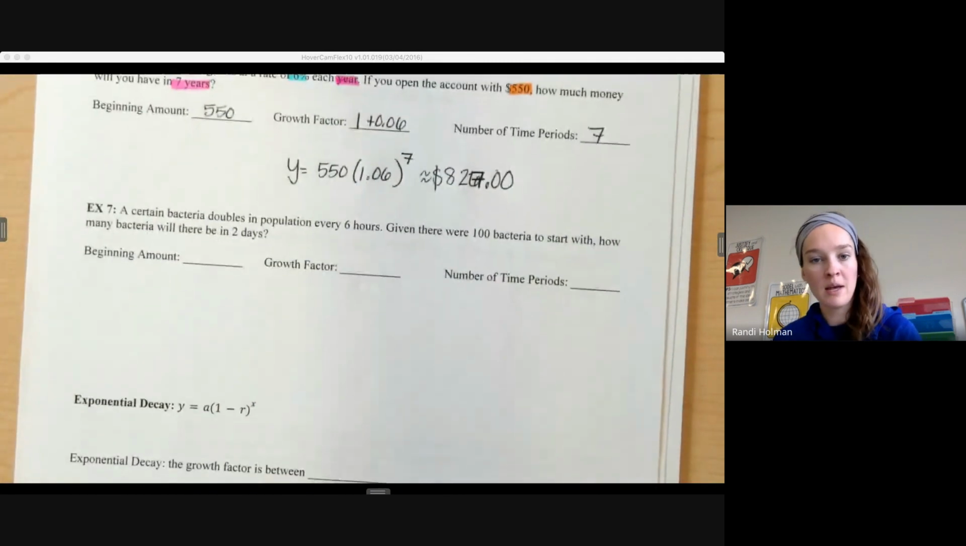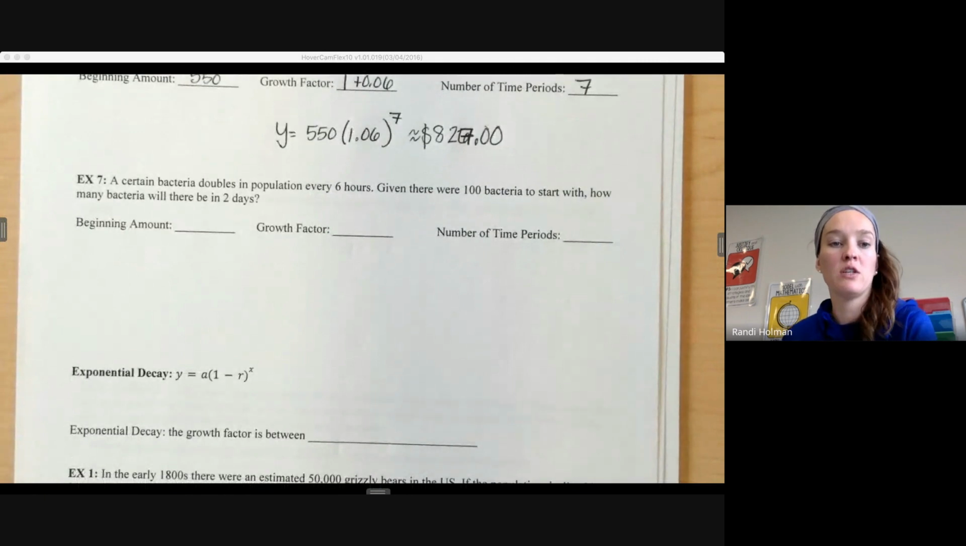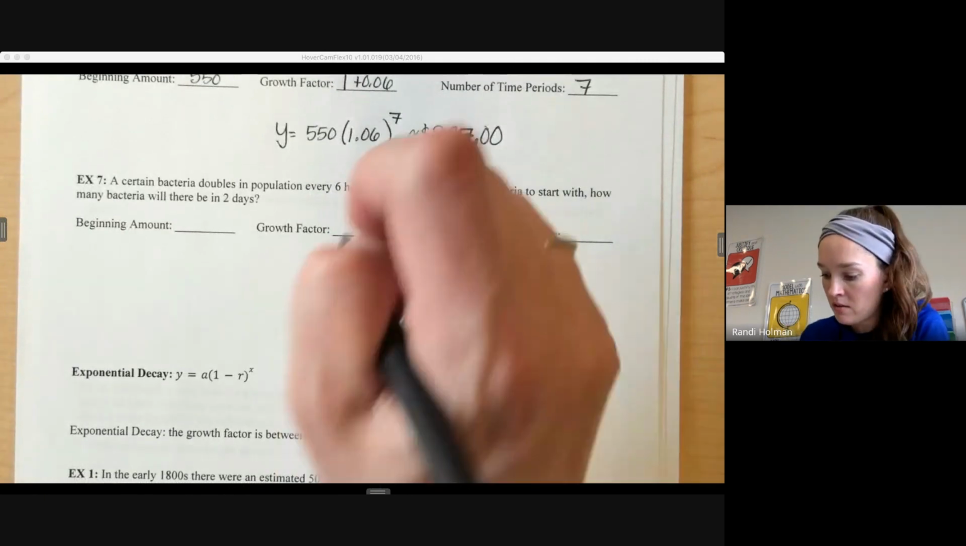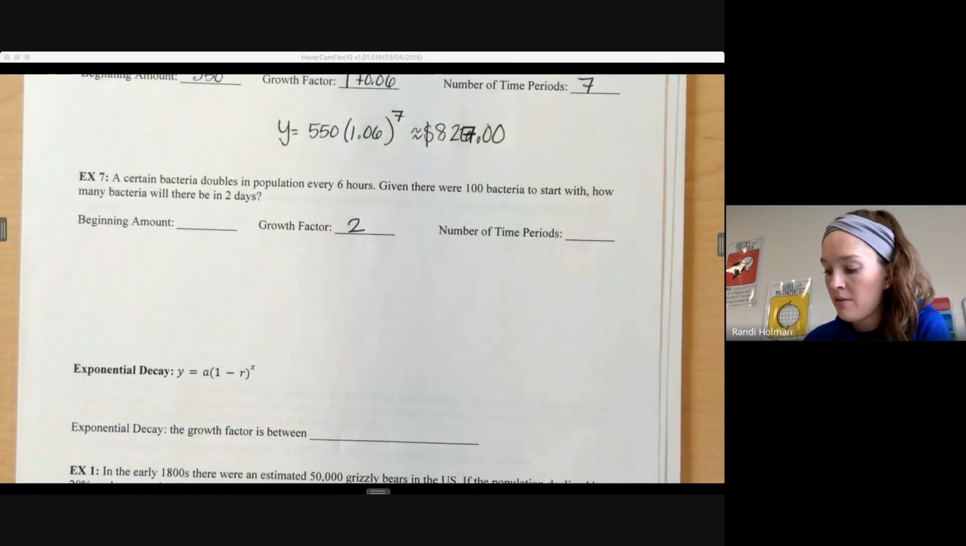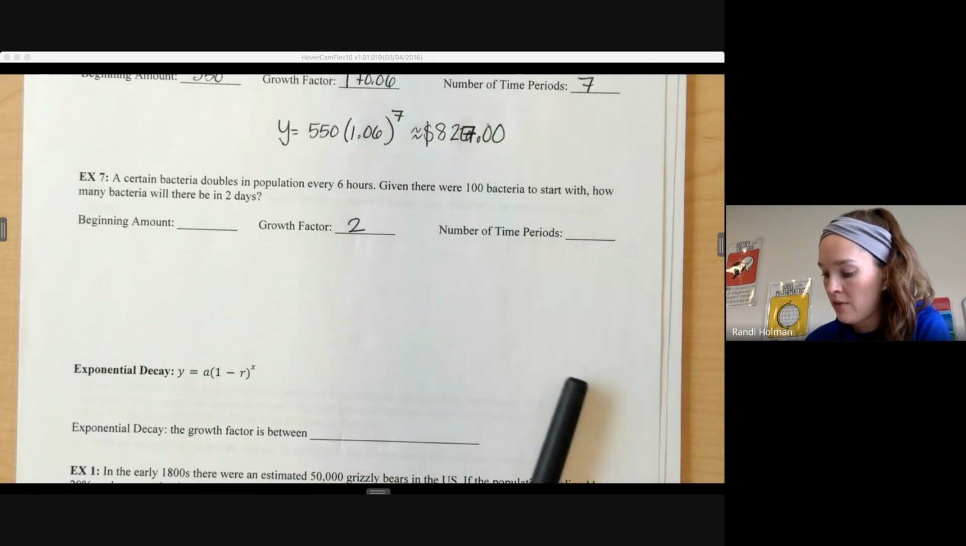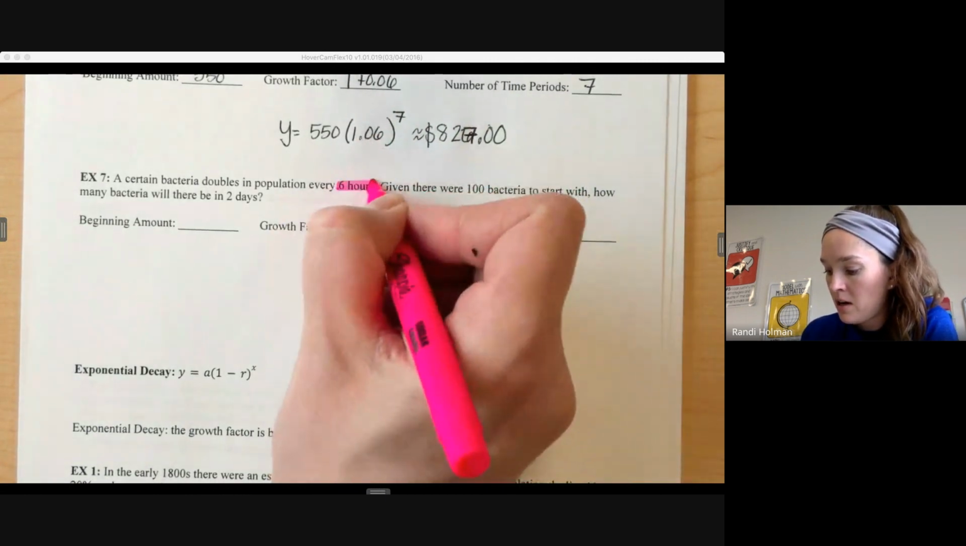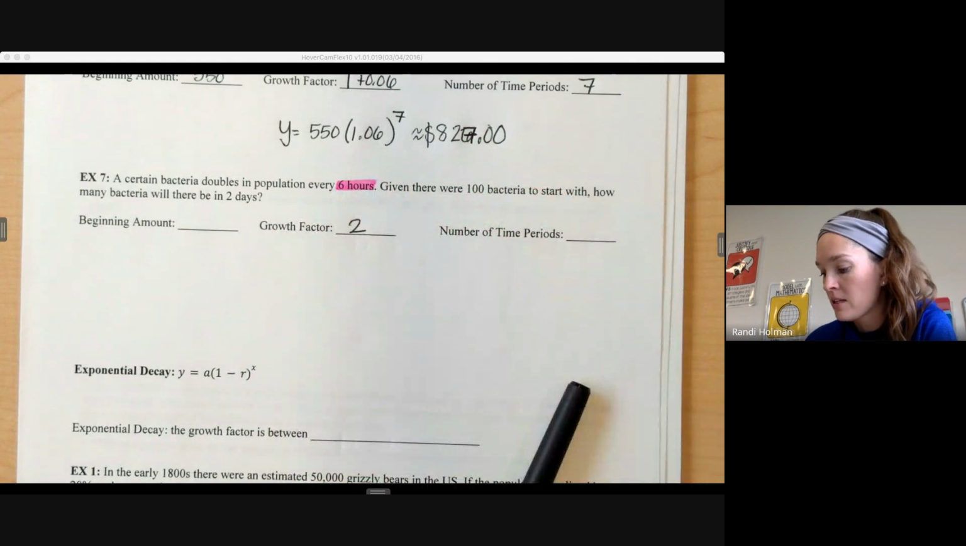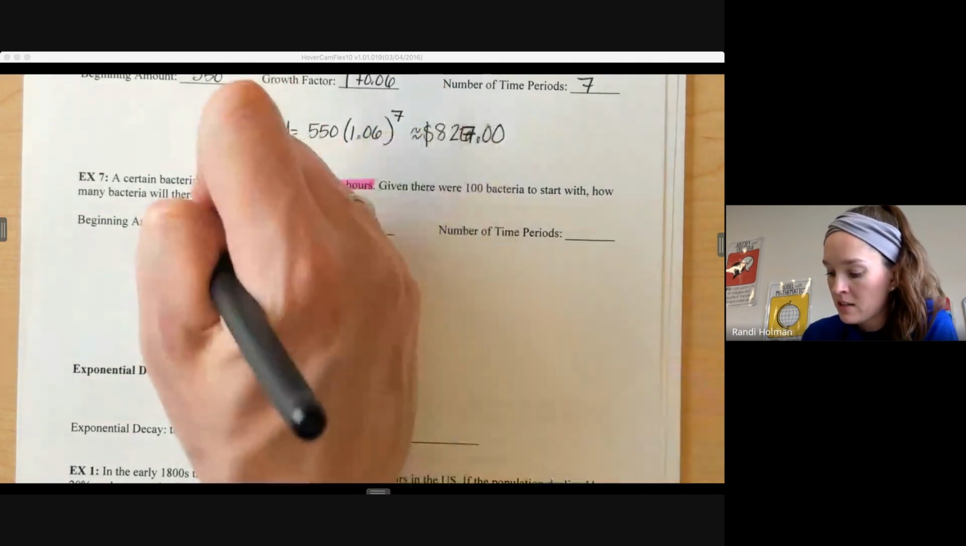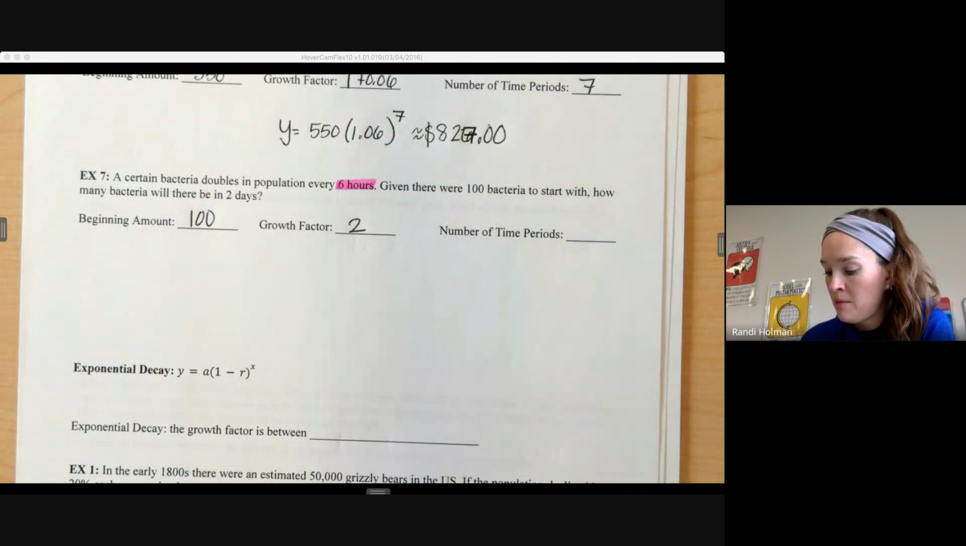Okay, last growth example, and then we'll move on to some decay. A certain bacteria doubles in population, growth factor 2, every 6 hours. Ooh, careful here. Our time period is 6 hours, each 6 hours. Given there were 100 bacteria to start with, how many bacteria will there be in 2 days?